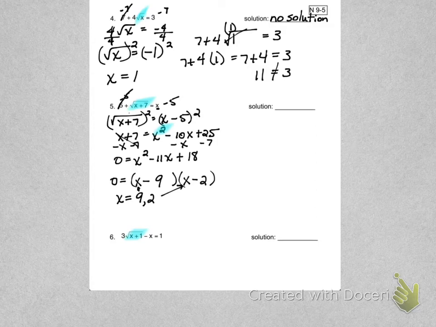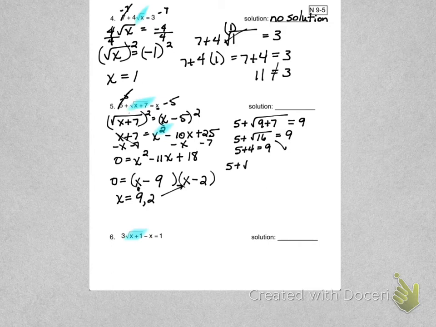So now we have to check both of those, 9 and 2. So we have 5 plus the square root of 9 plus 7 equals 9. If we use 9 for x in that one, we have to use 9 all the way. So we have 5 plus the square root of 16 equals 9. Square root of 16 is 4. And so that one checks out. 9 checks out. Now we have to try 2.